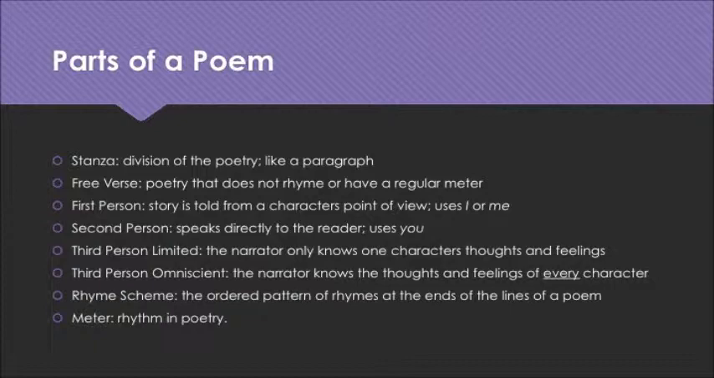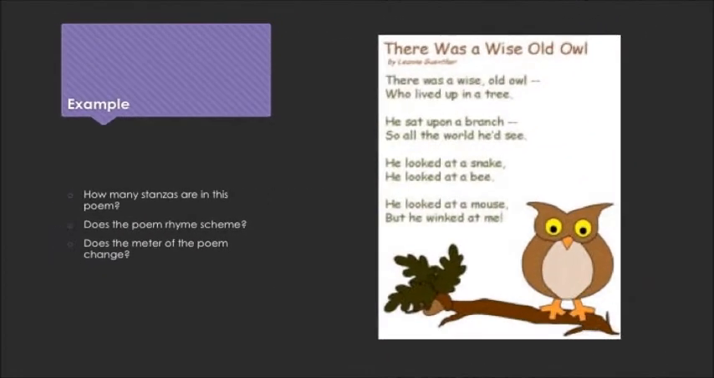Now let's put our new knowledge to the test. There was a wise old owl by Leanne Gunther. There was a wise old owl who lived up in a tree. He sat upon a branch, so all the world he'd see. He looked at a snake, he looked at a bee, he looked at a mouse, but he winked at me.